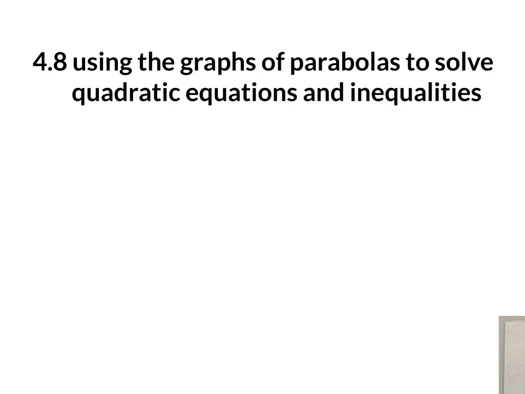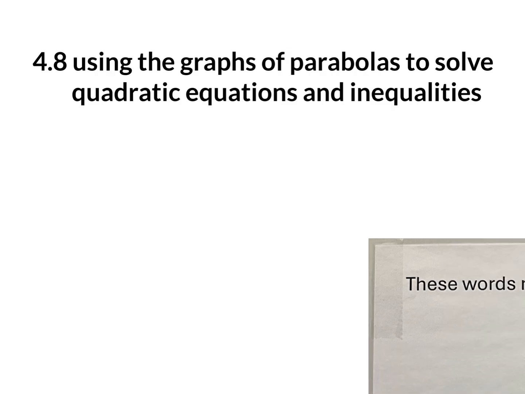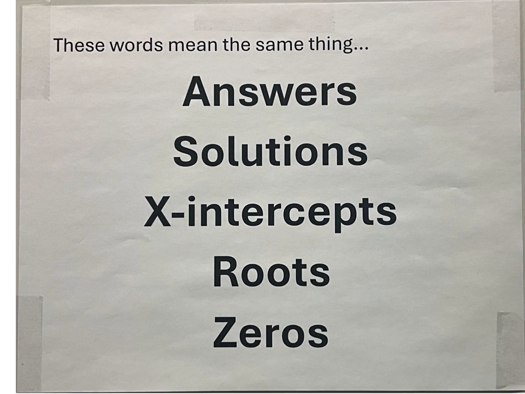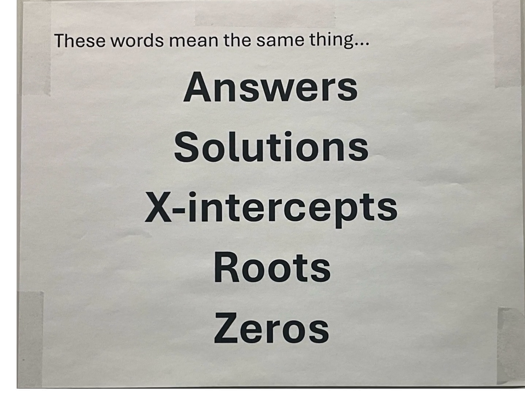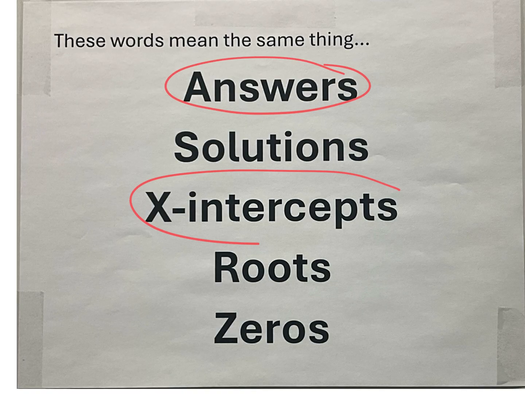So we're going to be using graphs of parabolas to be able to solve quadratic equations and inequalities. The first thing you need to know is this little paper that I have posted on the wall: the answers, the solutions, to a quadratic are the same thing as the x-intercepts of a parabola. And for future reference, how do you find the x-intercept? You set y equal to 0 and solve, right?